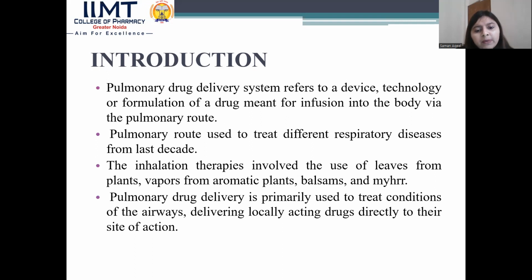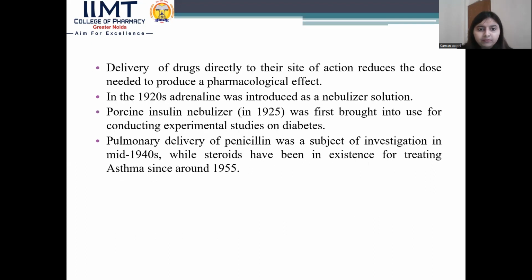The inhalation therapies involve the use of leaves from plants, vapors from aromatic plants, balsams, and myrrh. Pulmonary drug delivery is primarily used to treat conditions of the airways, delivering locally acting drugs directly to the site of action. Delivery of drugs directly to their site of action reduces the dose needed to produce a pharmacological effect.